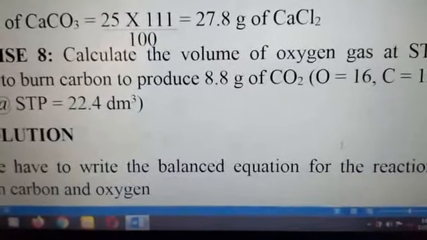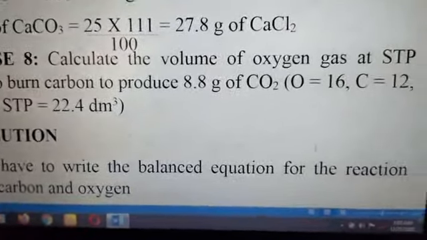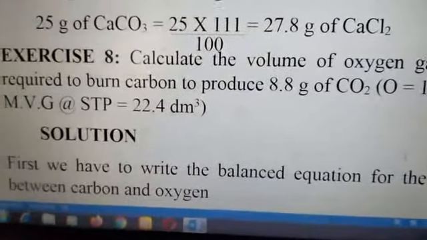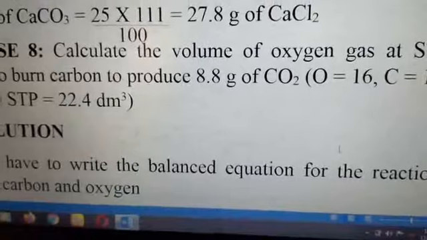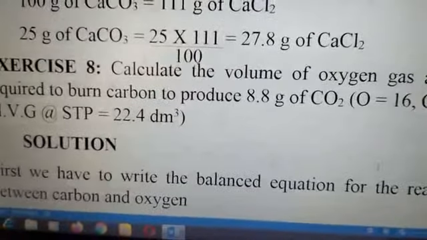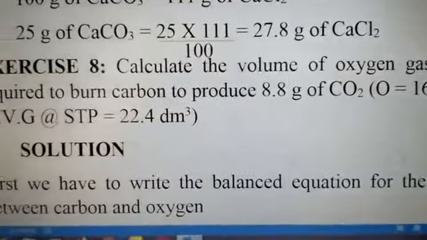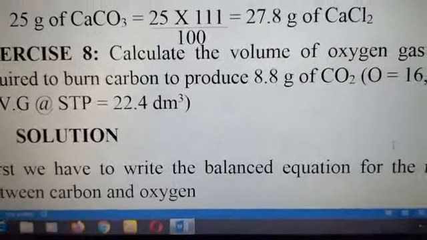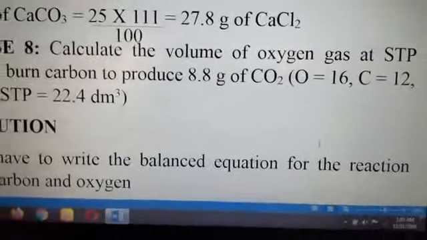What are we looking for? Looking for oxygen. So oxygen is the unknown. What we're looking for, volume of oxygen. And then what was given to us, they gave us the mass of carbon dioxide, CO2. But first of all, what are the reactants? The volume of oxygen gas required to burn carbon. So the reactants are carbon and oxygen. To produce, the product is carbon dioxide.